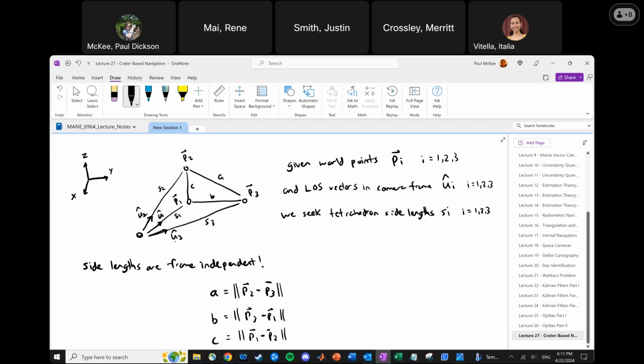So you can imagine that alpha is the angle that is opposite of side A, right? So the cosine of alpha is U2 dotted with U3. Similarly, the cosine of beta is U1 dotted with U3. And the cosine of gamma, so beta is opposite B, gamma is opposite C, is U1 dotted with U2. All right. And so those are our three angles, and these are our three sides.